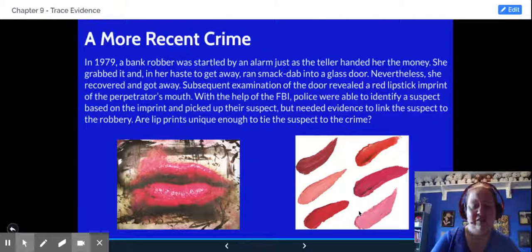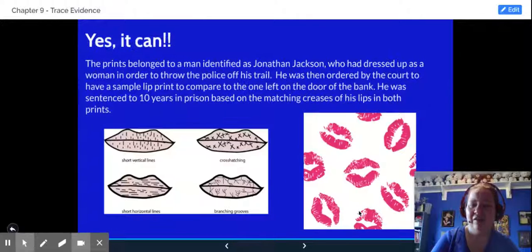Are lip prints unique enough to tie the suspect to the crime? The answer is yes. It turned out that it was a man who had dressed up as a woman in order to throw the police off his trail. He was ordered to give a sample lip print to compare to the one left on the door, and it was found to be the same, and he served 10 years in prison.